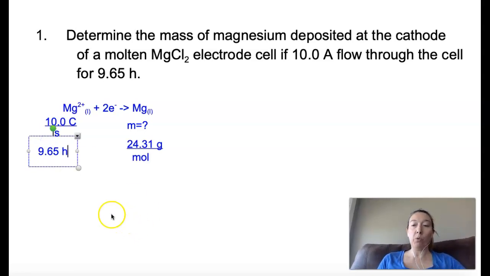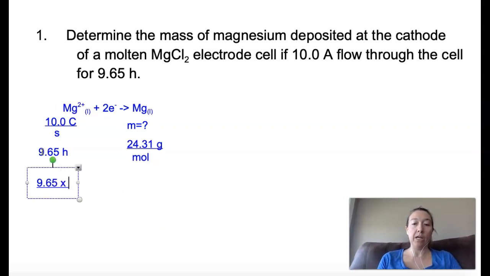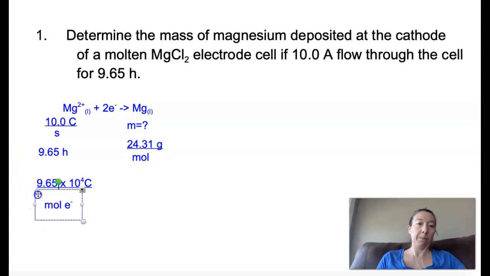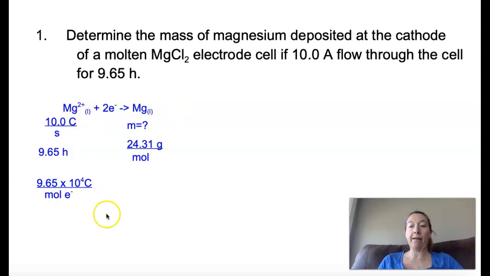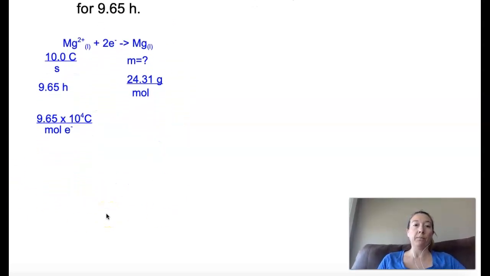Like I mentioned before, in these questions we're always going to be using Faraday's constant. So 9.65 times 10 to the 4 coulombs per mole of electrons. So those are more or less the givens that I have to work with in this question.